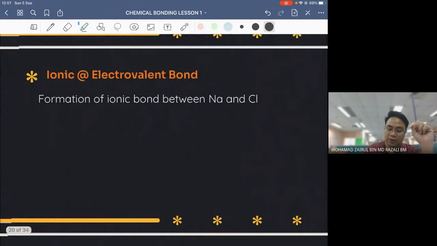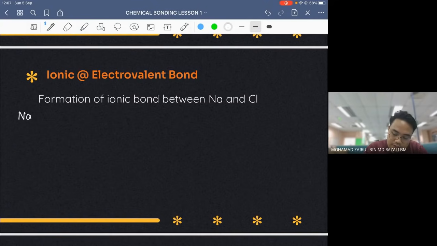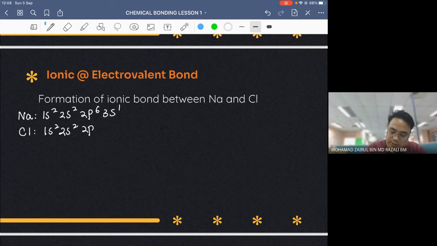Okay, so for example, kita tengok the formation of ionic bond between sodium and chlorine. Okay, for sodium dia punya electron configuration is 1s2, 2s2, 2p6, 3s1. For chlorine is 1s2, 2s2, 2p6, 3s2, 3p5. So between sodium and chlorine, sodium is a metal. So that means it's easier for sodium to donate its electron. Sebab apa? Sebab sodium is more electropositive.